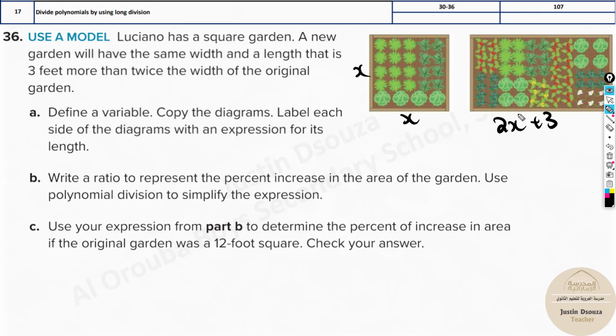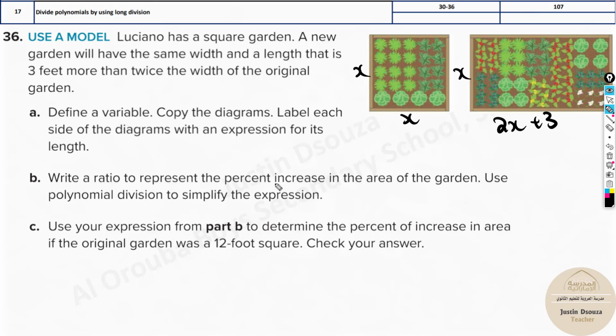Okay. Now, how would you basically find this? This side is the same, only the length is changed. Sorry, the width is the same, only the length changes to 2x plus 3. Now, what is the thing? Define the variable, copy the diagrams, label. Okay, this is what we have done. Just write the diagrams and label the sides.